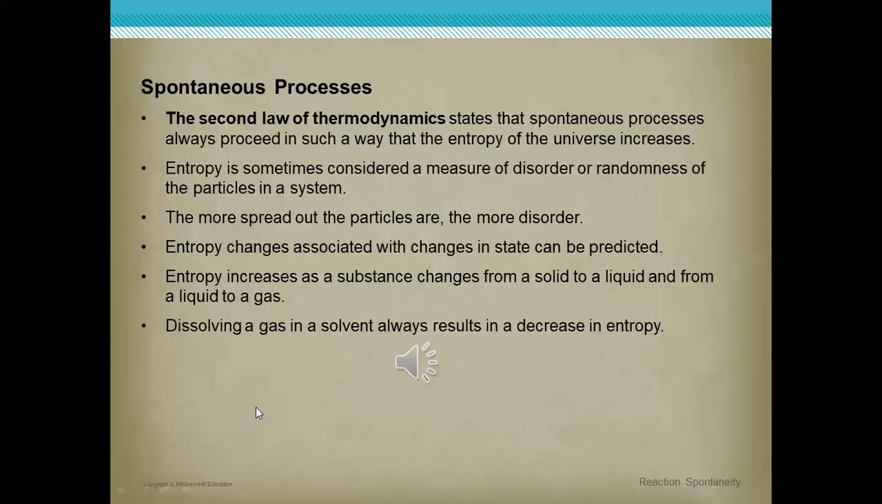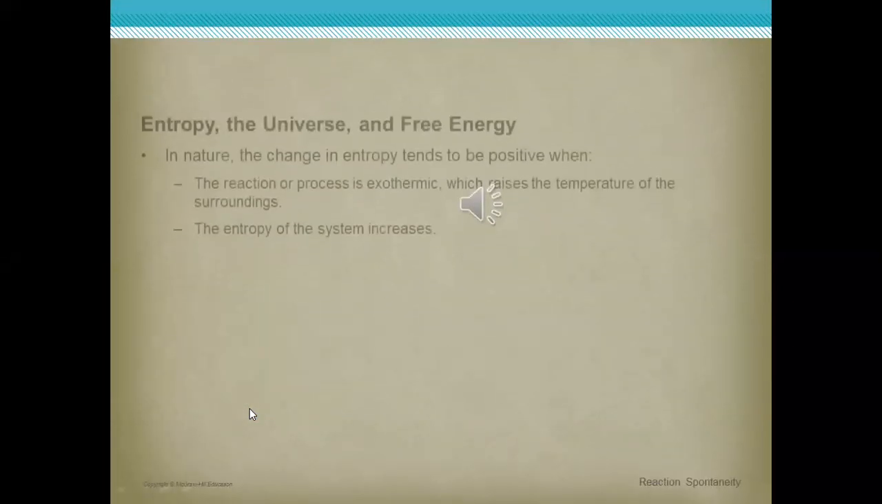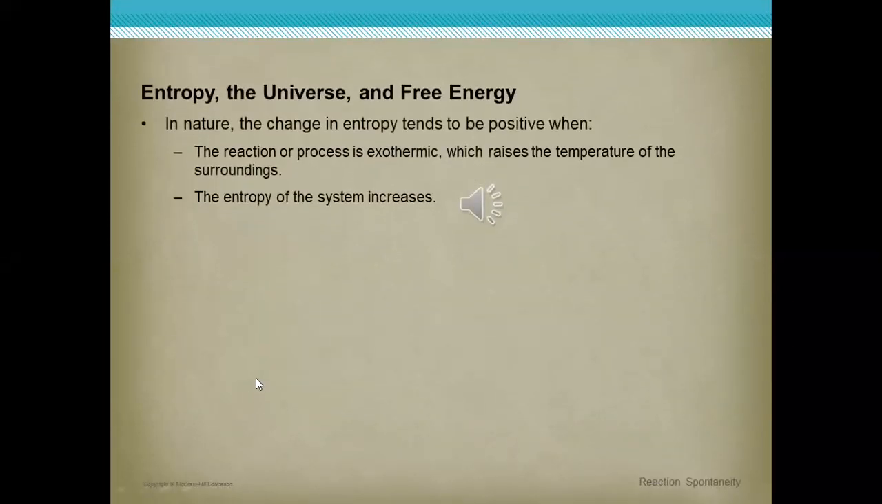After spontaneous processes and the second law of thermodynamics: entropy, the universe, and free energy. In nature, the change in entropy tends to be positive when the reaction or process is exothermic, which raises the temperature of the surroundings. The entropy of the system increases.